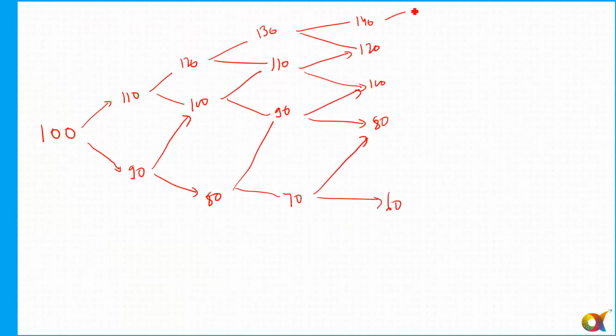And on day 5 from 140 I can move to 150 or 130. From 120 to 130 or 110. But we know on day 5 it is 110. That is for sure. Yes or no? On day 5 it is definitely 110. It is already given. Please tell me if that is clear to all of you or not.